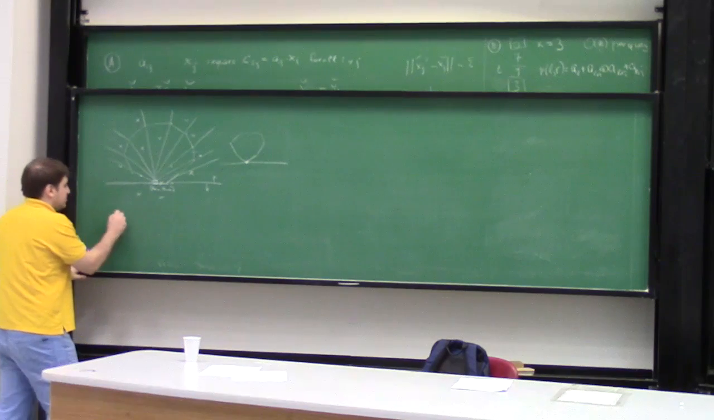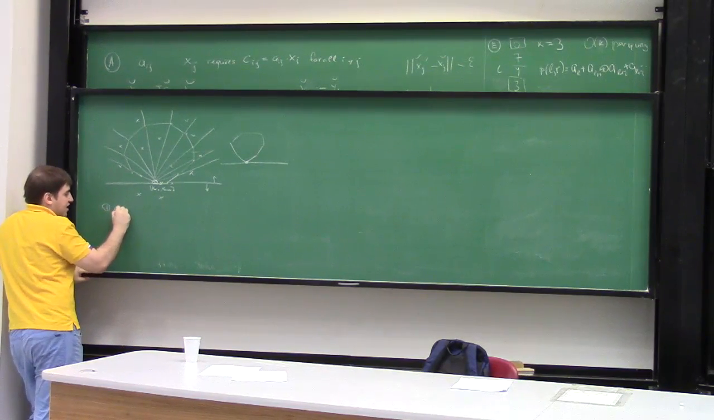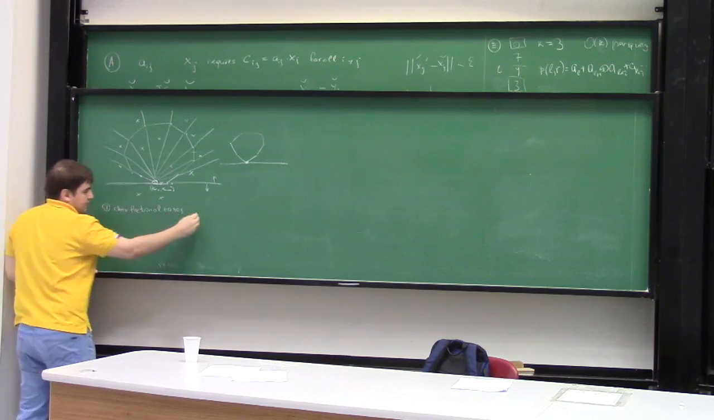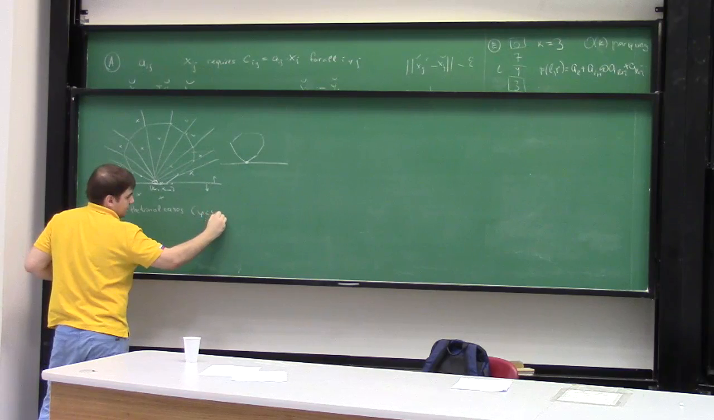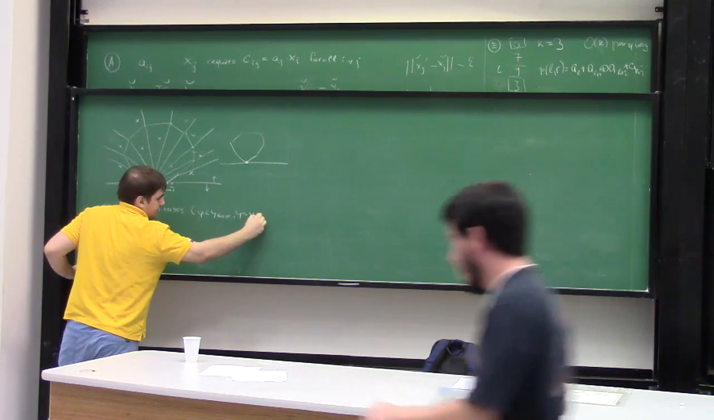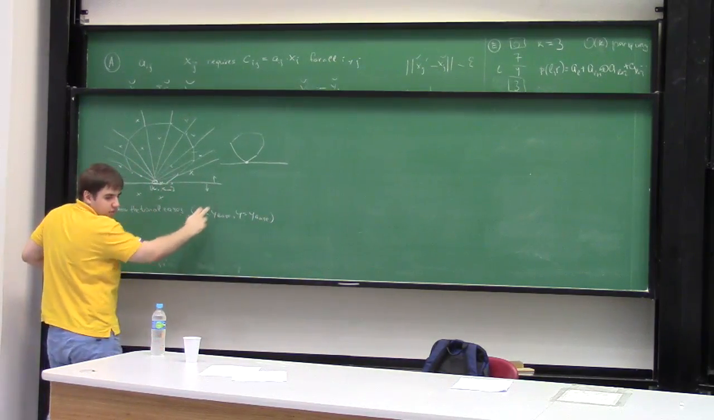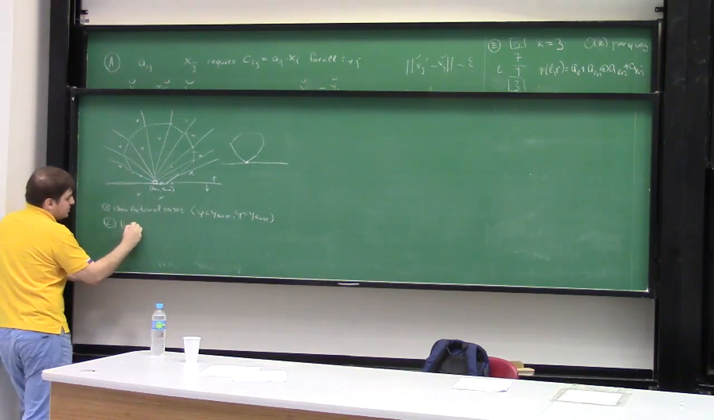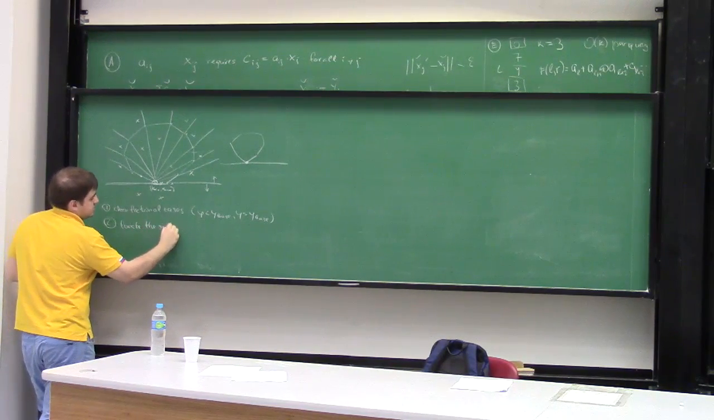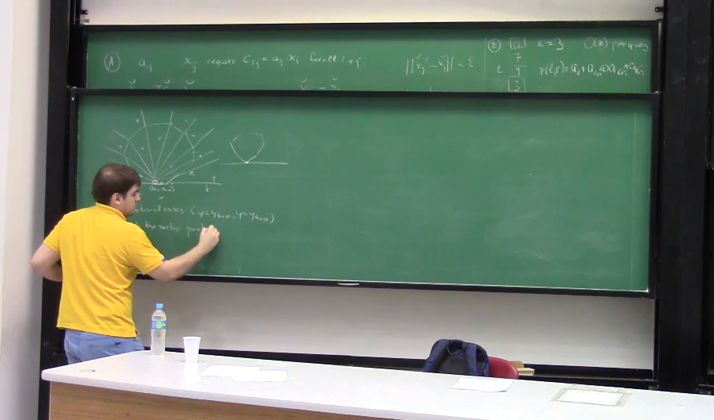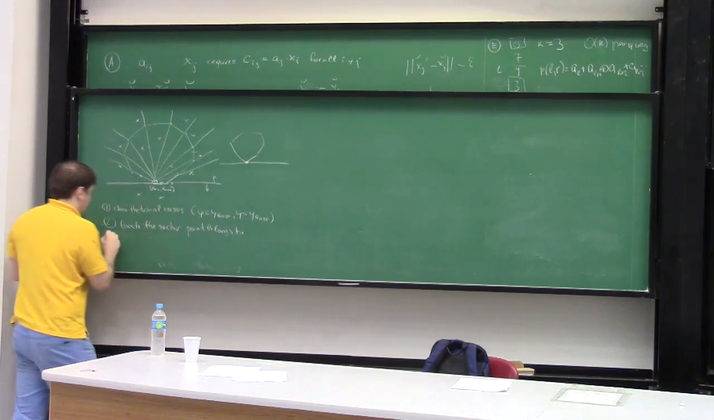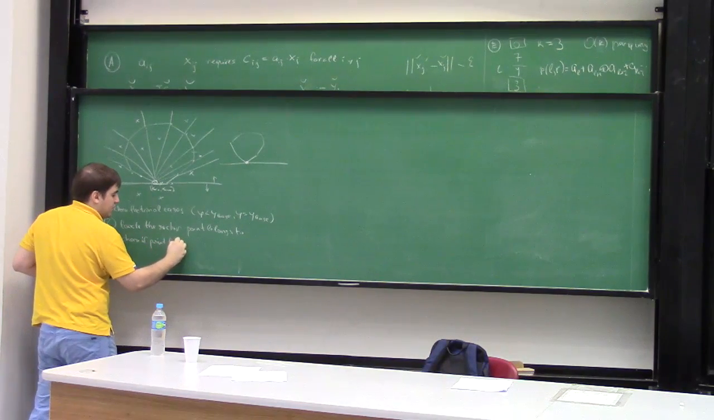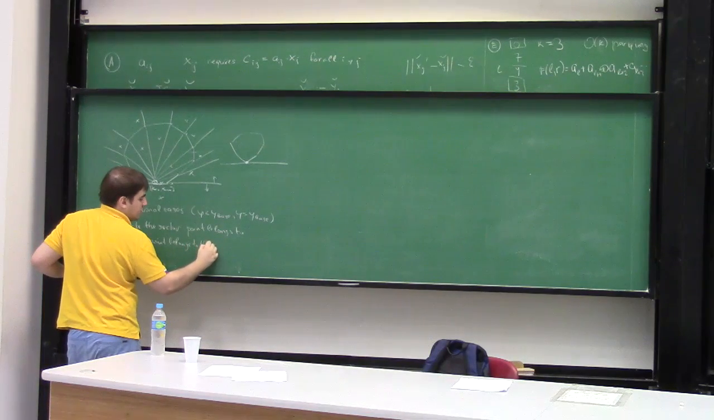So the basic idea: first, check the trivial cases, when y is smaller than y base or y is equal to y base. Then locate the sector the point belongs to, and then check if the point belongs to the triangle.